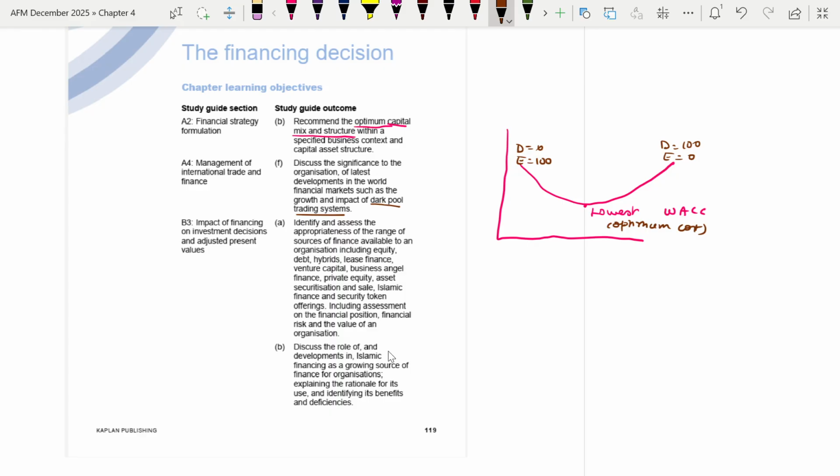When we are investing, there are various options. You have equity, hybrid financing, lease finance, venture capital, business angel finance, which are very new concepts, private equity, asset securitization, Islamic finance, and security token offering. We'll cover each and everything in detail.